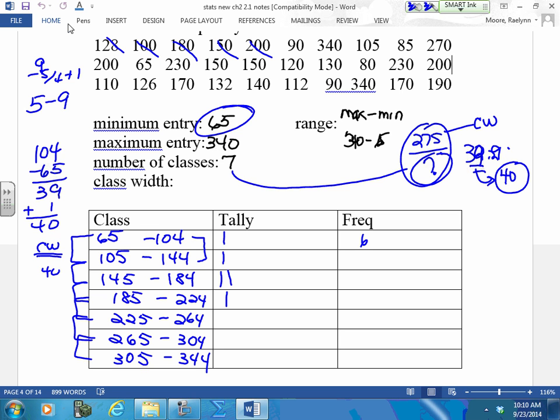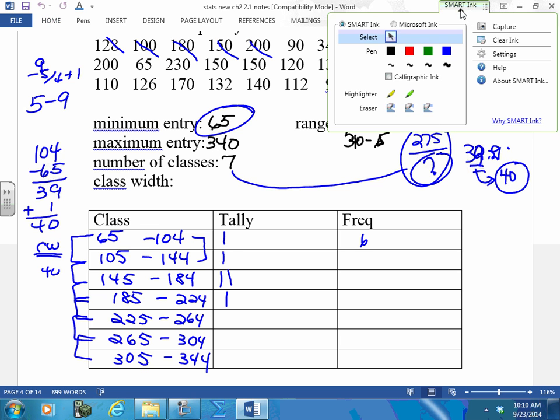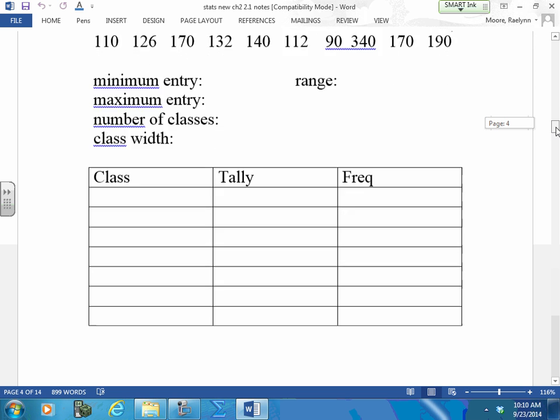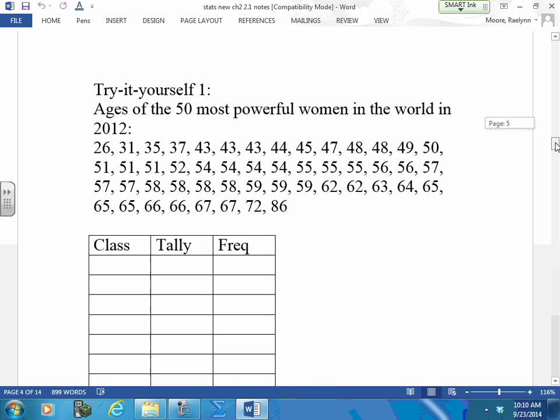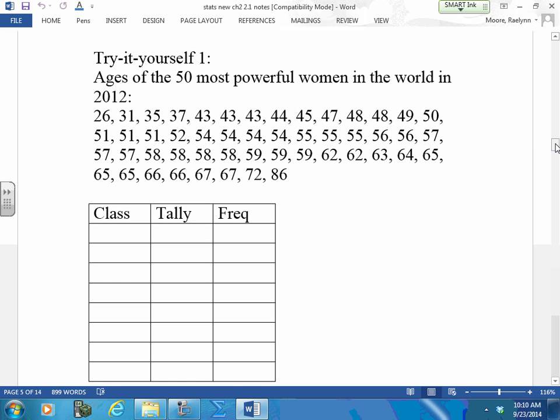So we're going to work yours out now. I'm going to try it. Now we're on the try it, guys. This is what I want you to do with me. This came from the introduction to this chapter. These are the ages of the 50 most popular women in the world in 2012. These are their ages. So we're going to find your minimum age first.